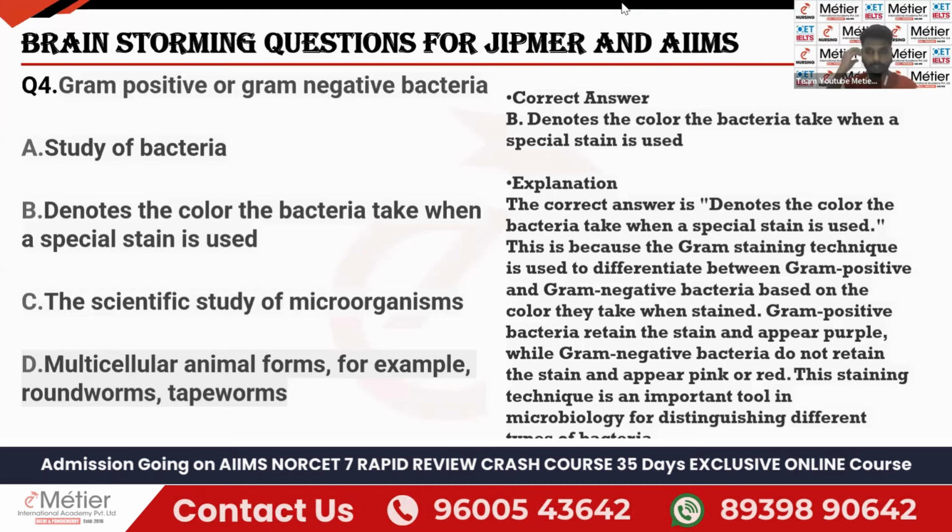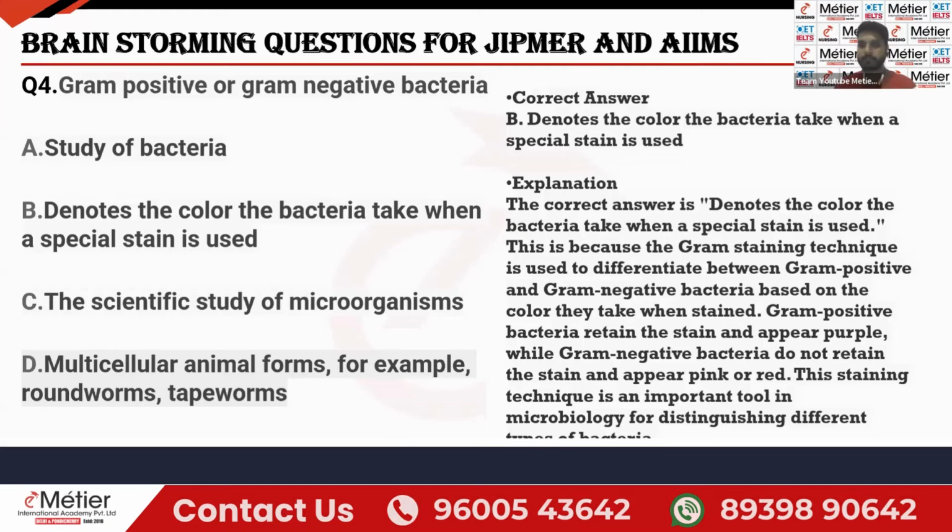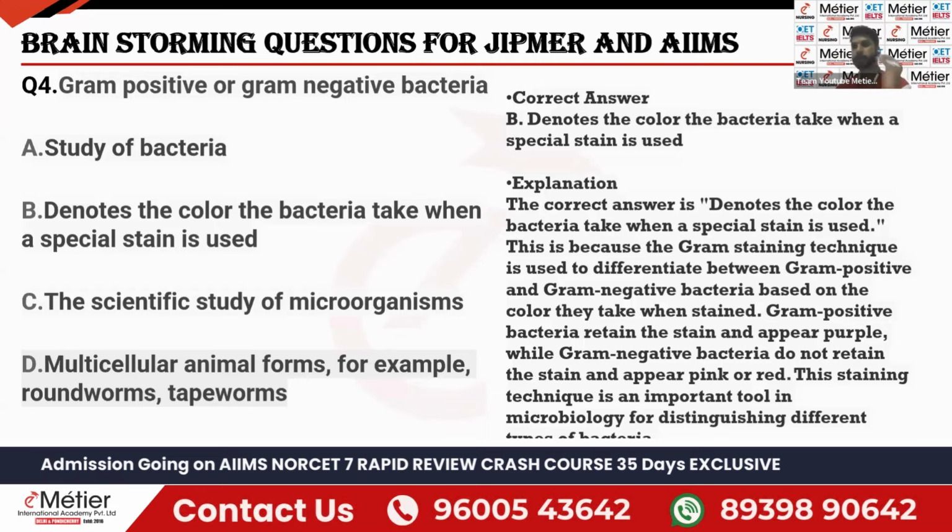In microbiology, we have learned about gram positive and gram negative bacteria. How are they classified? Gram positive means that when you use a special stain, the organism takes up the stain and appears purple in color. Whenever you do the staining, if the microorganism is purple, that is gram positive: P, positive, purple. You can remember it like this. Gram negative means it will be pink or red in color. So it denotes the color of the bacteria when special stains are used to detect the particular organism. Got it? Clear? Next question.